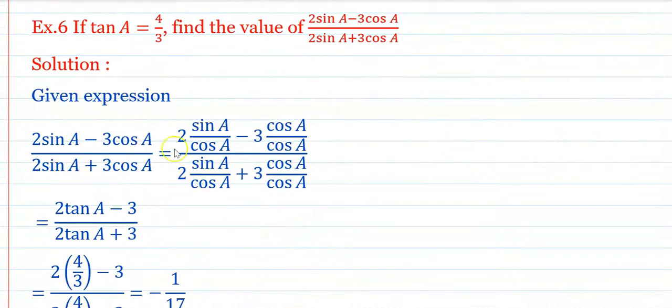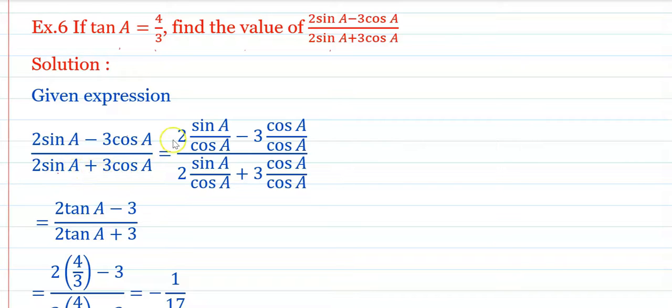Now the next problem. If tan A is equal to 4 upon 3, find the value of (2 sin A minus 3 cos A) upon (2 sin A plus 3 cos A). Now they have given us tan. We can do this: divide the numerator and the denominator by cos A. If we divide the numerator and denominator by cos A, then we divide this by cos and the denominator also by cos.